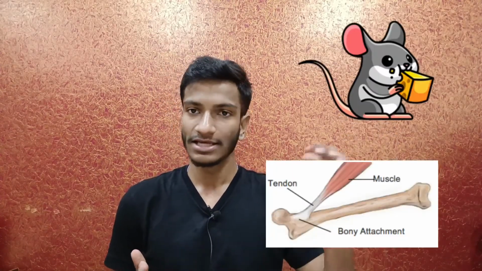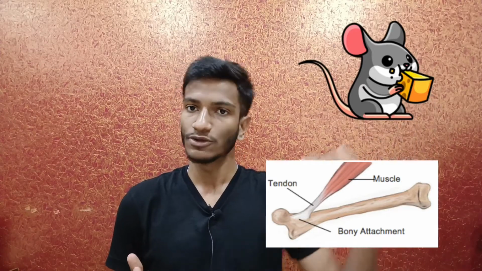A tendon is a fibrous band of tissue which connects the muscle to the bone. To give you an example, look at this mouse. Imagine the body of this mouse to be the muscle belly and the tail is the tendon which connects the muscle belly to the bone.